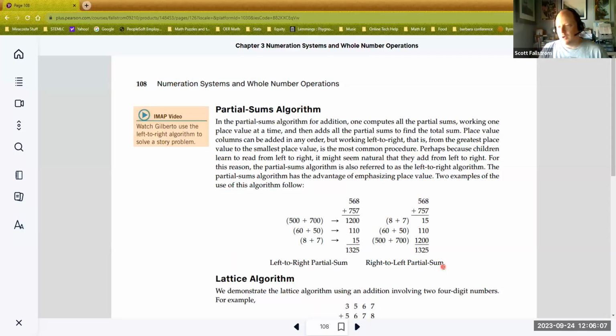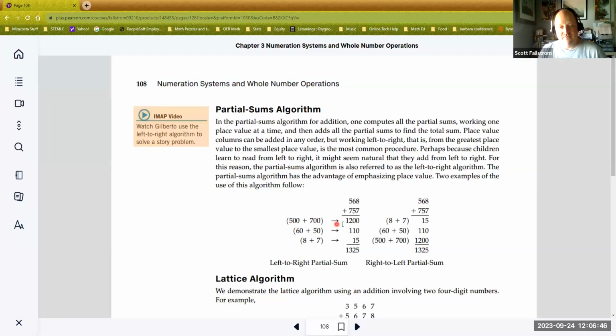Partial sums algorithm. Partial sums is not bad at all. It's very similar to the expanded algorithm. Typically with partial sums, and I prefer this one, I start left to right. I think it's easier. It gets me close to the answer with my first step. So that means I start with 500 plus 700, gives me 1200. I know my answer is going to be pretty close to 1200. If I start with the other side, I get 8 plus 7. That gives me 15. My answer is going to be nowhere close to 15. So again, this is why I prefer left to right, and I think your students will too. If they're trying to do this in their head, left to right means less regrouping and less remembering.